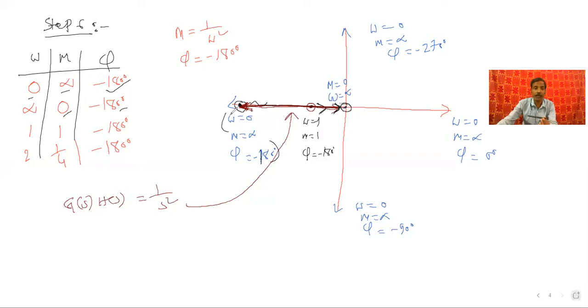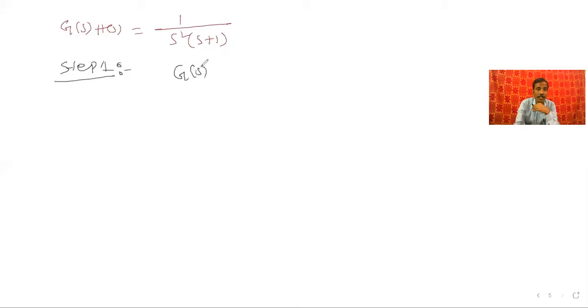Then another problem, problem number 7. G(s)H(s) equals 1 by s square into (s plus 1). This is the open loop transfer function. Step 1: the given open loop transfer function G(s)H(s) equals 1 by s square into (s plus 1). What are the pole locations? s equals 0, s equals 0, and s equals minus 1.